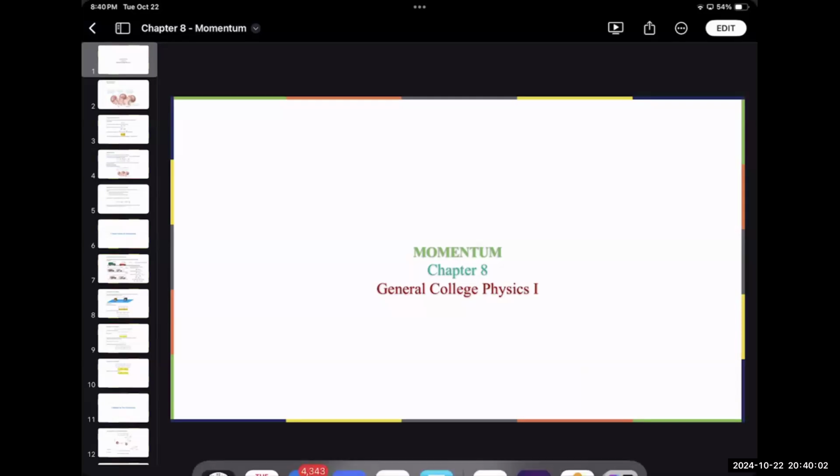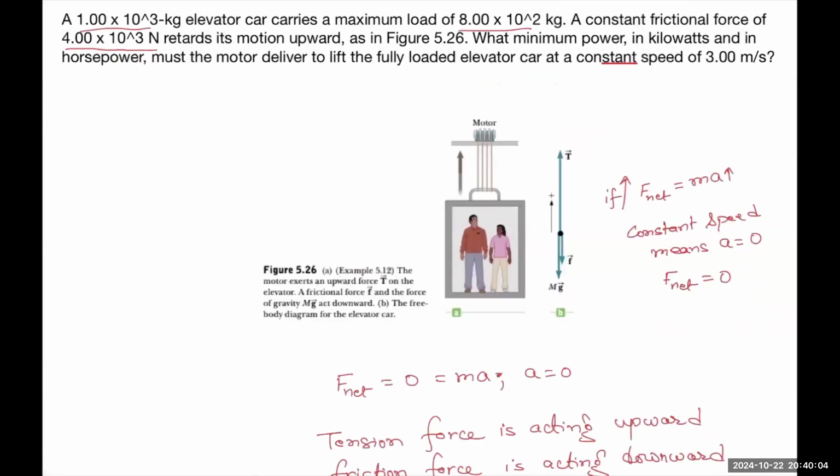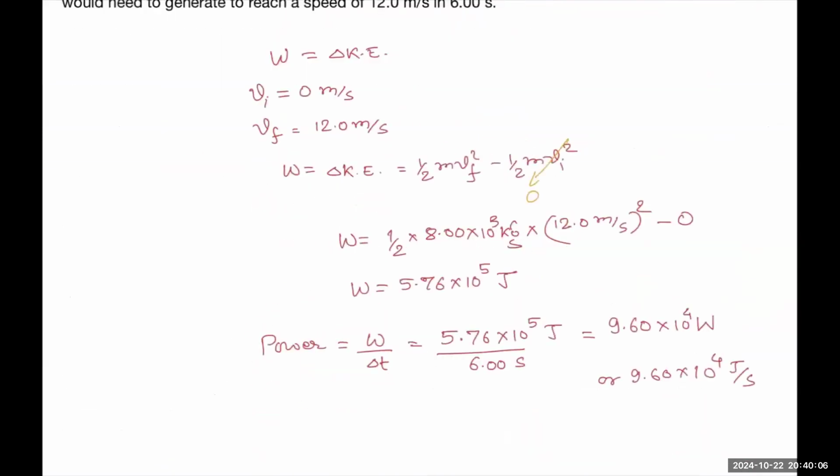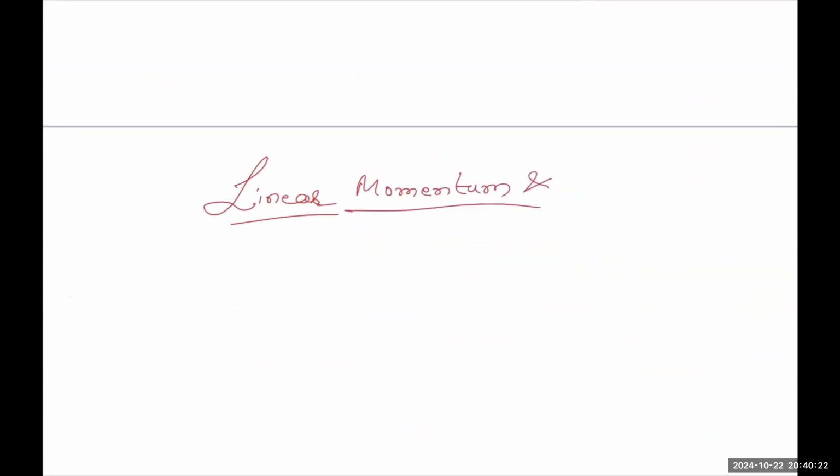So meaning here, okay, now here, linear momentum and collision. All right, so now to this one.